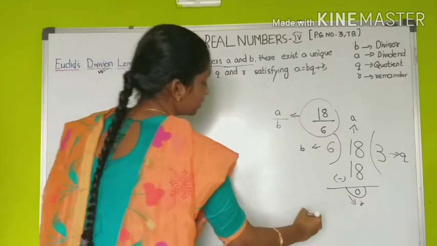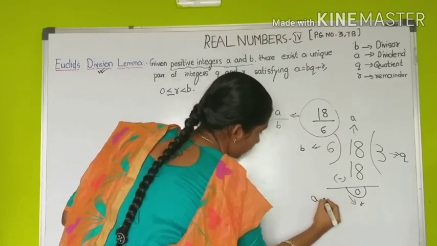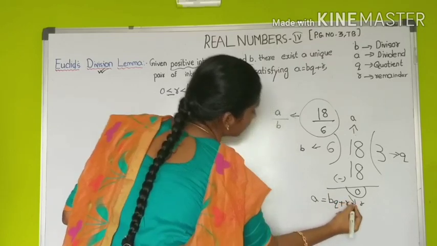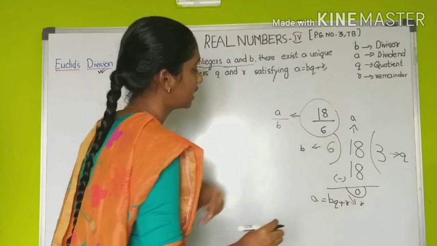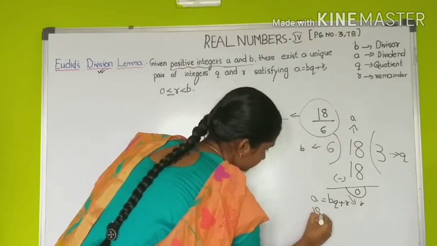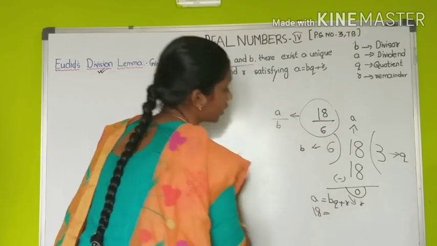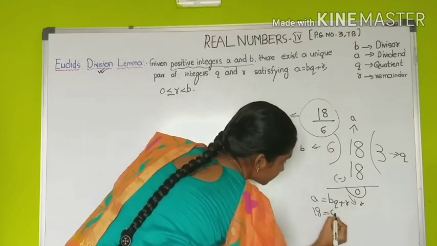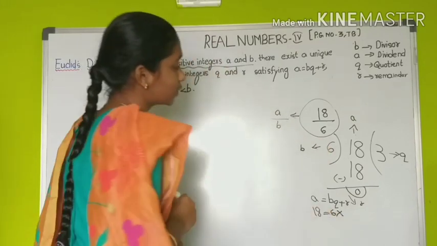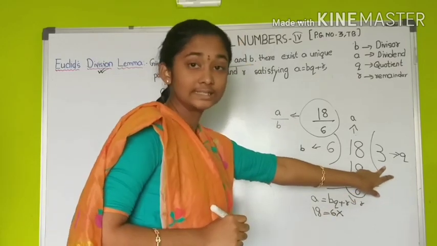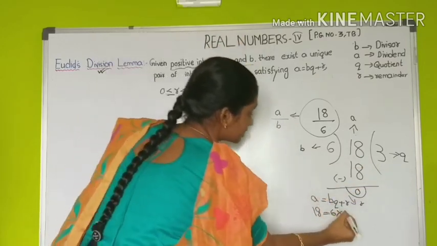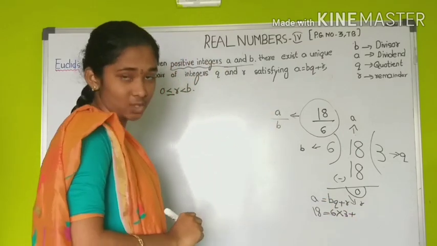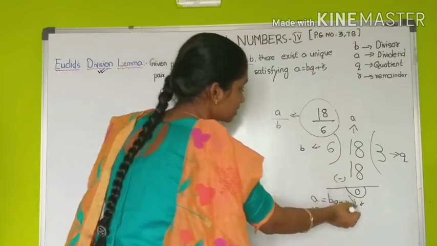So first we write the Euclid's division lemma. A is equal to B into Q plus R. We know A. What is A? A is 18. And what is the value of B? The value of B here is 6. 6 into, what is the value of Q? The value of Q here is 3. So we write 6 into 3. And plus, what is the value of remainder? That is R, that is 0.